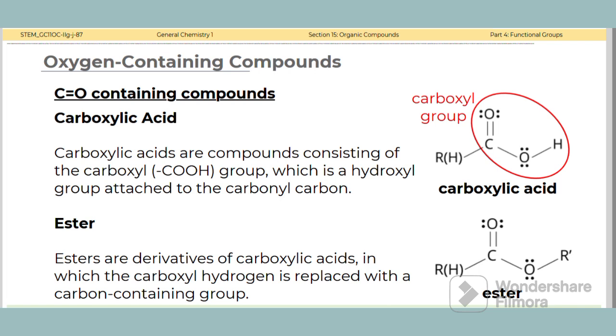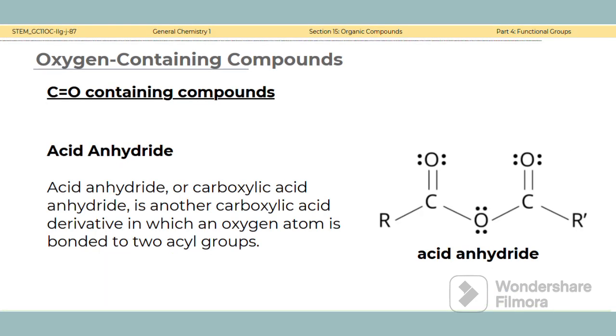And ester. Esters are derivatives of carboxylic acids, in which the carboxyl hydrogen is replaced with a carbon-containing group. Acid anhydride, or carboxylic acid anhydride, is another carboxylic acid derivative in which an oxygen atom is bonded to two acyl groups.